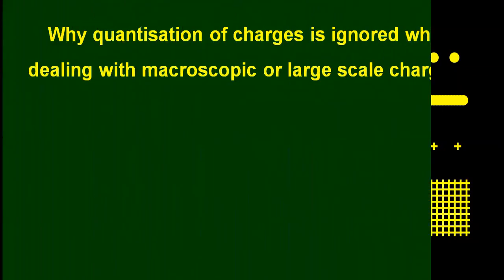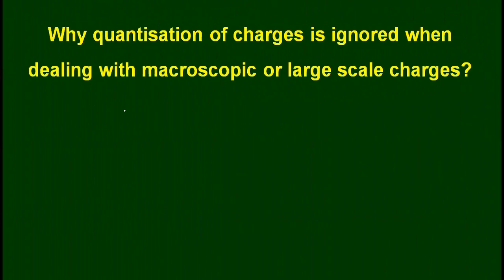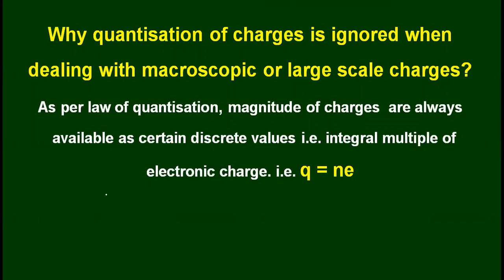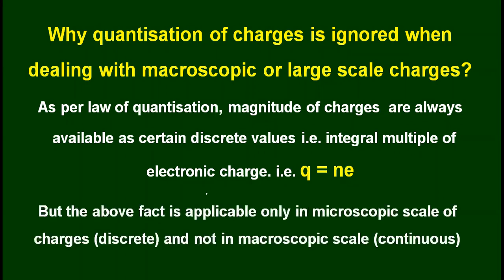Okay. Now, why is quantization of charges ignored when dealing with macroscopic or large-scale charges? You know, as per the law of quantization of charge, the magnitude of charge carried by a body will always be available as certain discrete values, that is, an integral multiple of the electronic charge. That is, the charge carried by a body will always be an integral multiple of the charge of an electron, Q equals N into E. But the above fact is applicable only on a microscopic scale, wherein the charges have discrete nature.